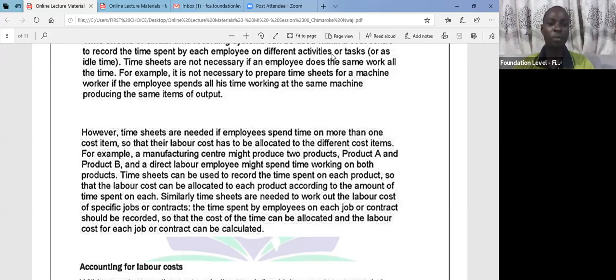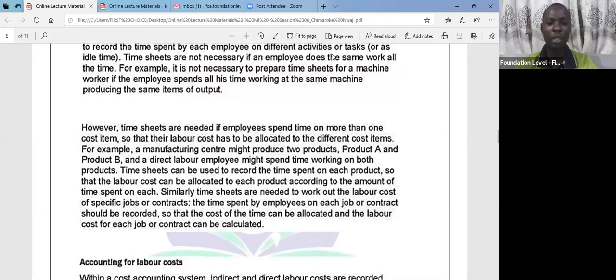Now look at an example. A manufacturing center might produce 2 products, product A and product B. And one direct laborer might spend time working on product A and product B. The timesheets can be used to record the time spent on each product so that the labor cost can be allocated to each product according to the time that laborer spent on each of the products. So you see, timesheets are also important.